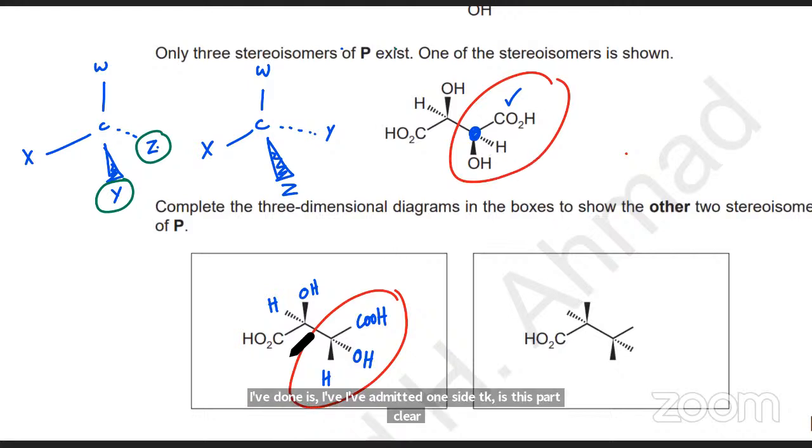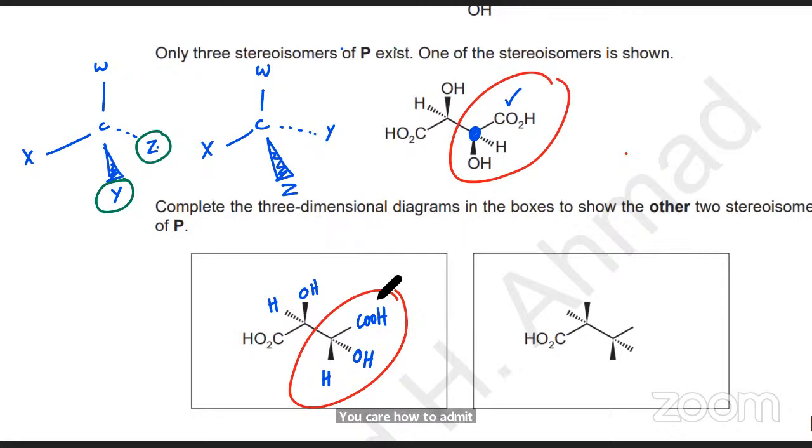Is this part clear? Do you clear how to mirror a chiral center on the plane that it's lying on? No, sir, please explain.